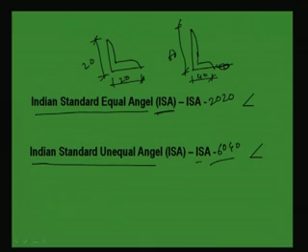Again for ISA 2020, different types of thickness you will get. Thickness of angle means this thickness, thickness of web, this is thickness, right.